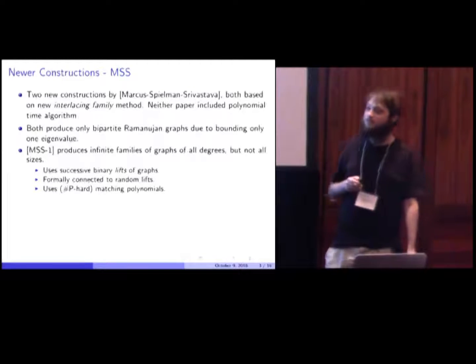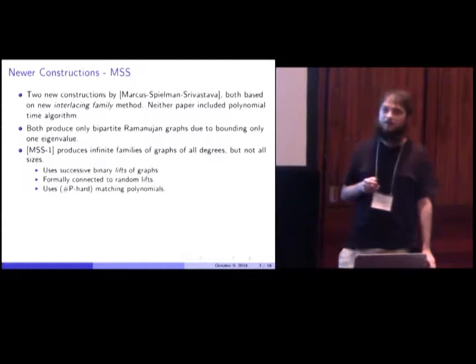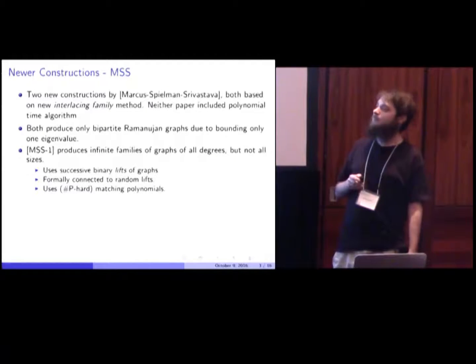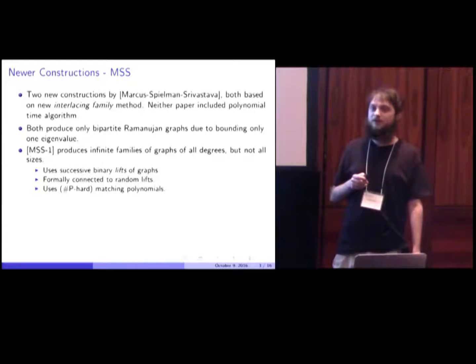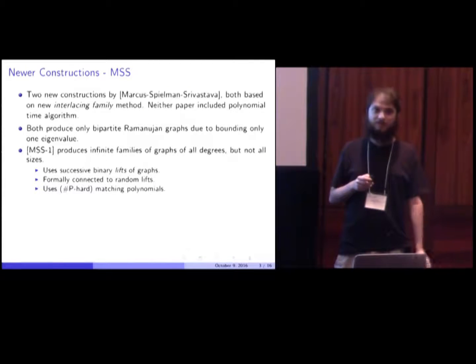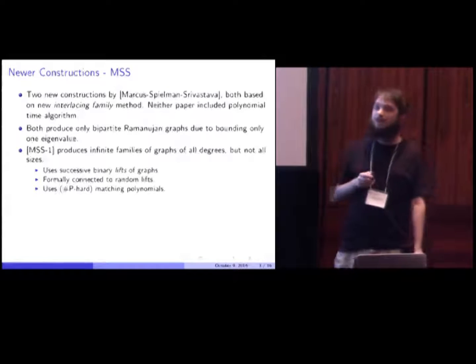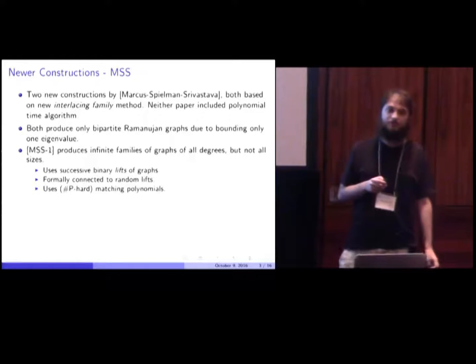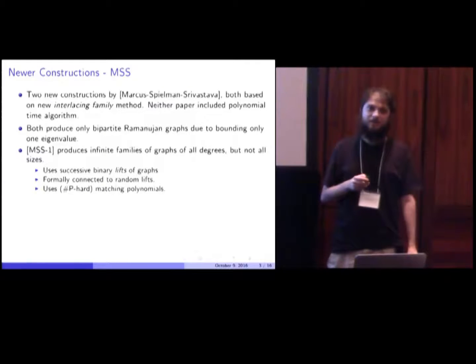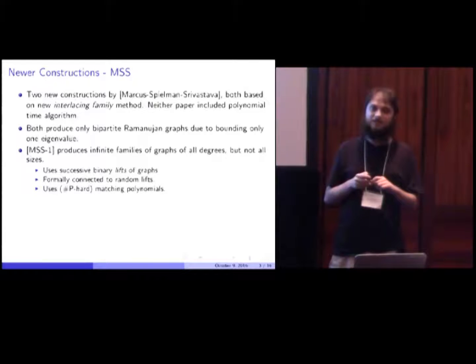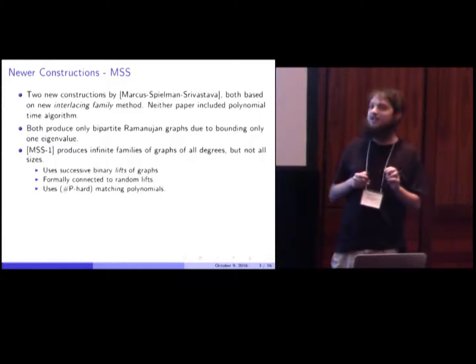Okay, so the first paper could produce Ramanujan graphs of all possible degrees, but it only gave you a restricted set of sizes, basically powers of 2 times some constant. The reason is that it was based on graph lifts. You repeatedly replace vertices with pairs of vertices, so you double the size of the graph each time. Their approach was based in some sense on looking at random lifts.